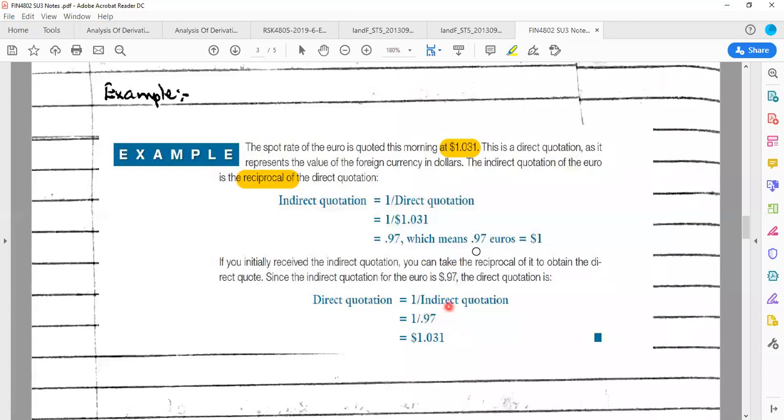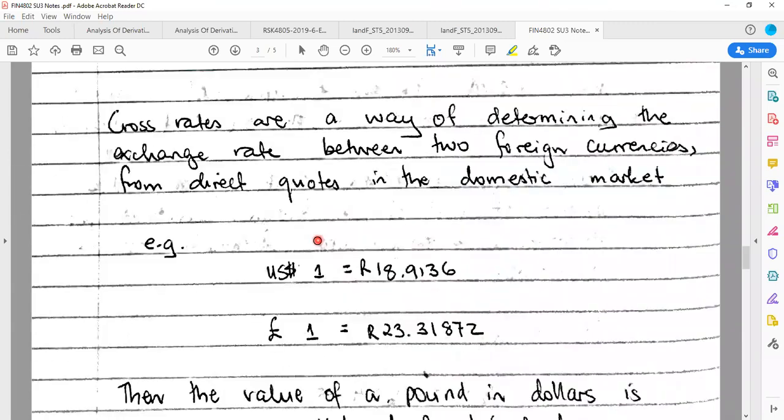So the opposite would apply if we want to get back the direct quotation from the indirect quotation. We just say 1 divided by the indirect quotation, and that gives us the direct quotation. So that's an important distinction of how you can change indirect quotations and direct quotations.